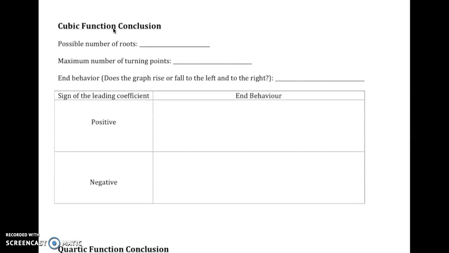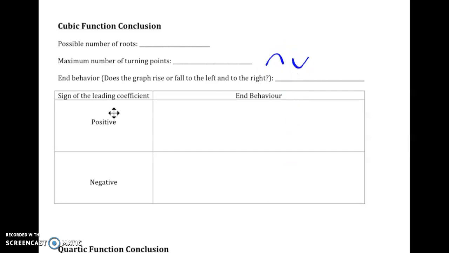So I want you guys to use that page of cubic functions to try and answer these questions. What is the number of possible roots that you see on that page? What is the maximum number of turning points? And turning points are going to be max or min points. It's what it sounds like. It's where it turns around or it changes direction.